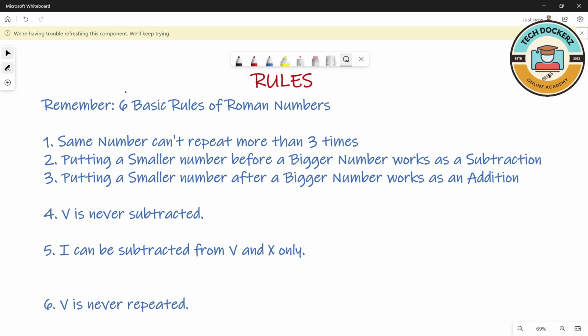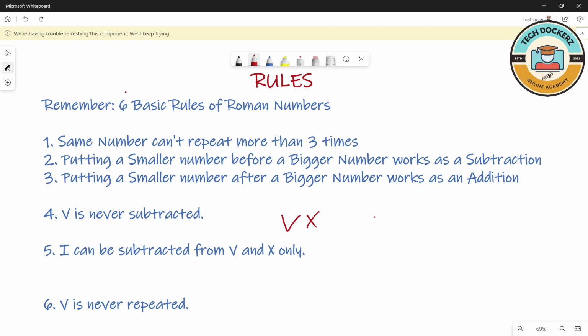Earlier, we learned the same number cannot repeat more than 3 times. Putting a smaller number before a bigger number works as a subtraction. Putting a smaller number after a bigger number works as an addition. Now rule number 4 is letter V is never subtracted. So what is the meaning of that? That V cannot be subtracted.